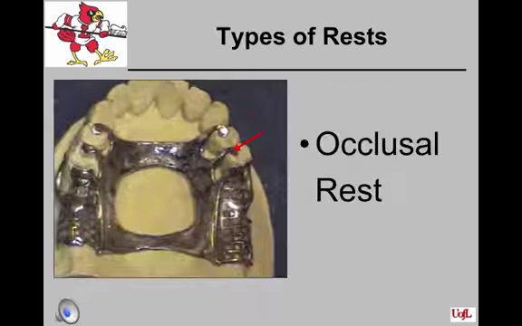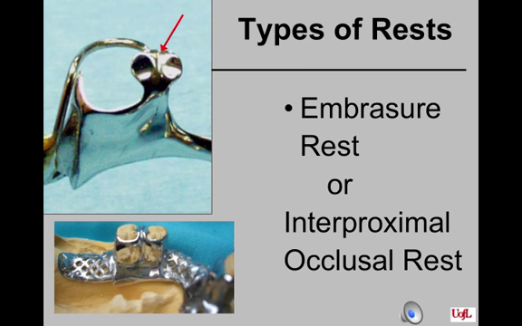The rests shown on all four abutment teeth in this example are called occlusal rests because they are placed on the occlusal surface. These are embrasure rests, or interproximal occlusal rests. There are two connected rests, one on each of two teeth that are adjacent to one another.